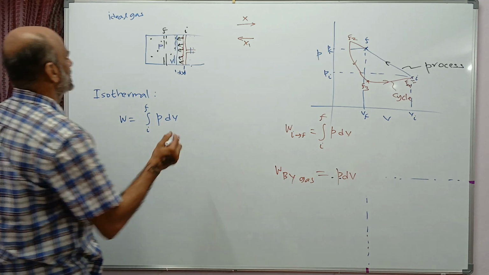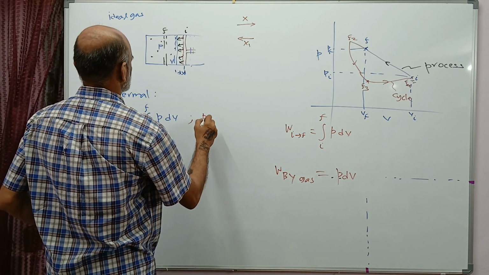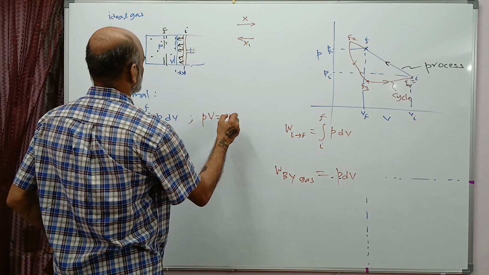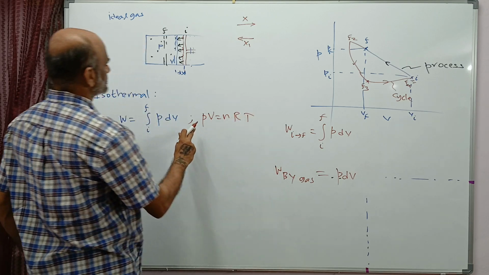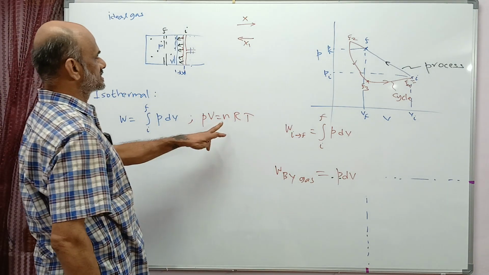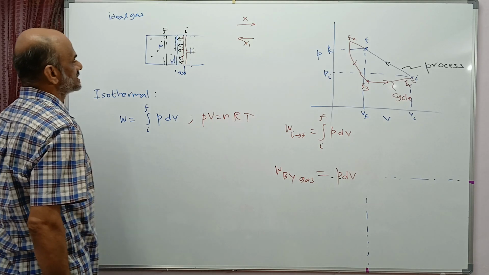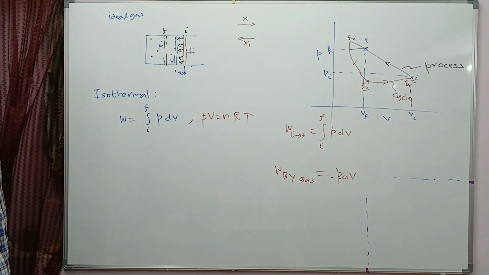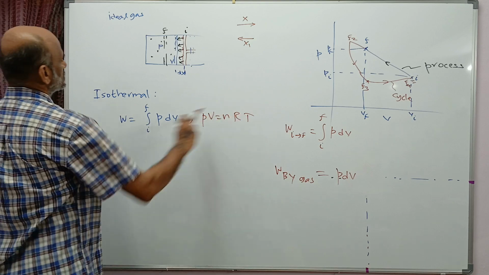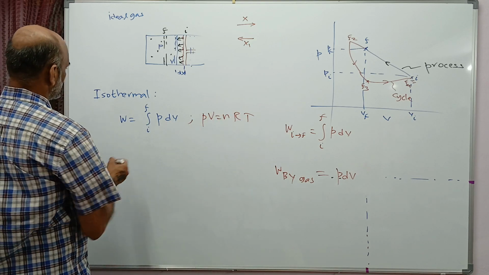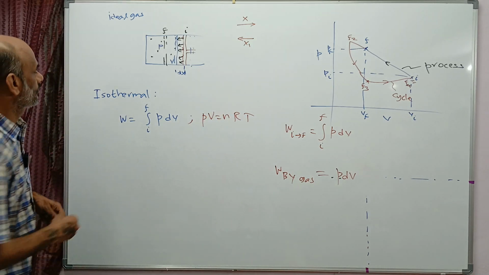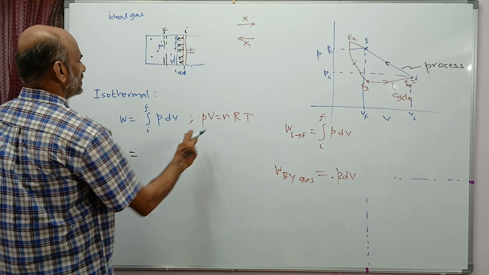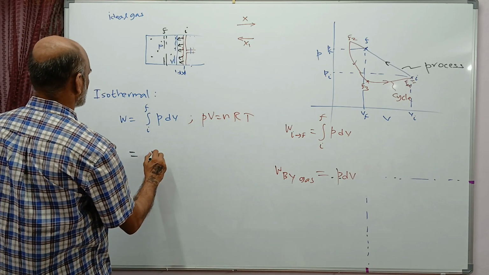So since it is an ideal gas, the gas equation for an ideal gas is PV equals nRT. P is pressure, V is the volume of the gas, n is the number of moles of the gas, how much gas is there inside, R is the universal gas constant, T is the temperature of the gas. In this isothermal process, temperature is constant throughout. So P can be written as nRT by V.